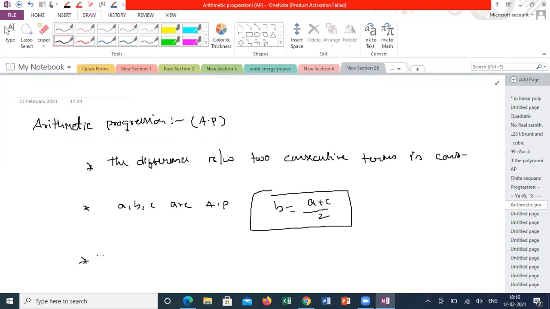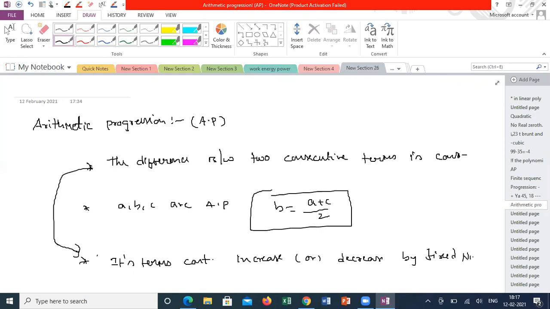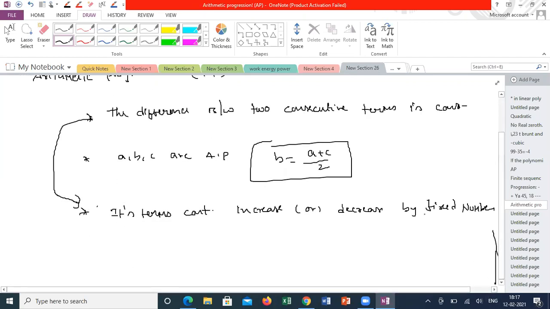Or, some other way of explaining the first statement: a sequence can be called an arithmetic progression if its terms continuously increase or decrease by a fixed number. This fixed number is called what, Niranjan? Sir, common difference, sir. The fixed number is called the common difference.